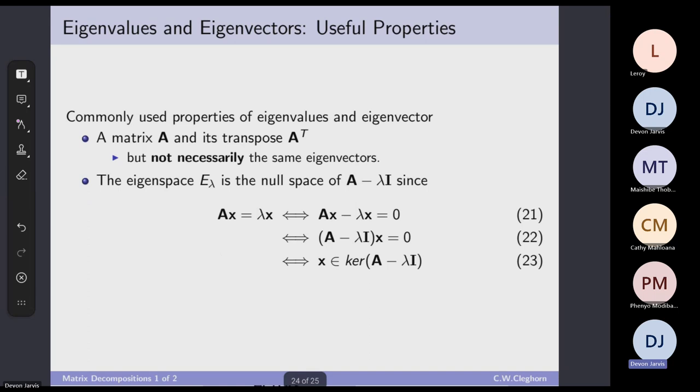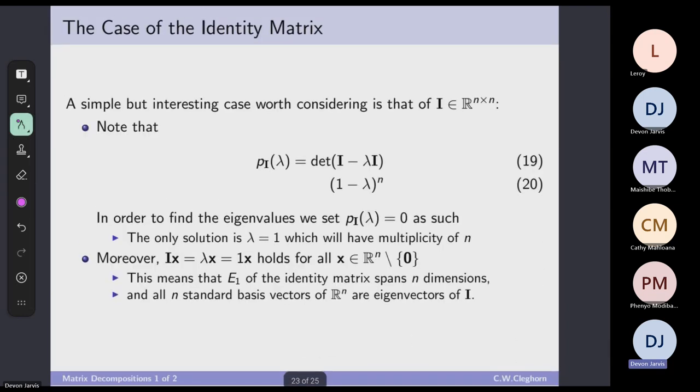And so, commonly used properties of the eigenvalues and eigenvectors: a matrix A and its transpose will have the same eigenvalues, but not necessarily the same eigenvectors. This comes from what I was saying earlier, that whether I use A or A transpose, your determinant will be the same. As we know, your determinant is equal to the product of your eigenvalues, and so they need to be the same. All right, and then the eigenspace for lambda is the null space of that equation there, but we've kind of covered that because you guys know that's exactly what this was doing to begin with up here.